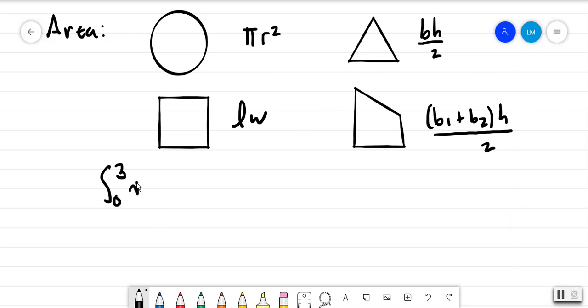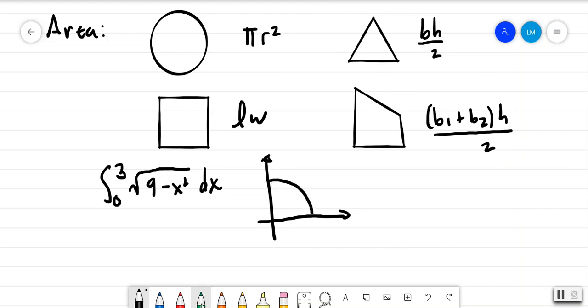We'll say, for example, you have the integral of the square root of 9 minus x squared dx. Well, if you look at the region in question, you'll notice that basically it just represents a quarter of the area. So in that case, you know that it's pi r squared divided by 4, which in this case would just be 9 pi over 4.